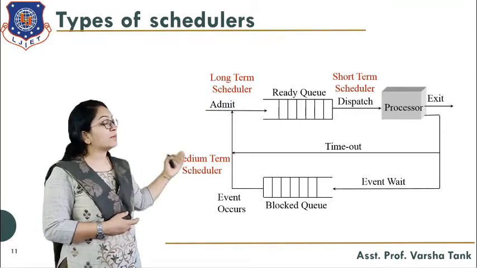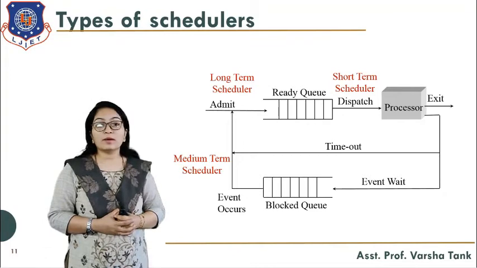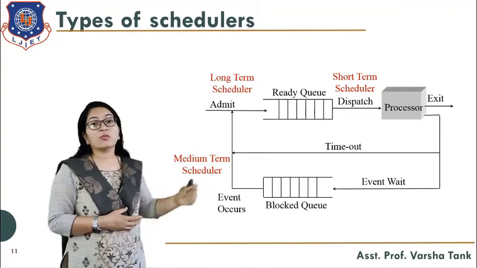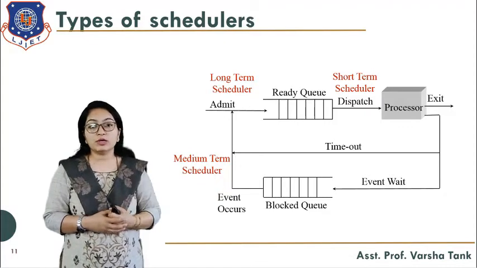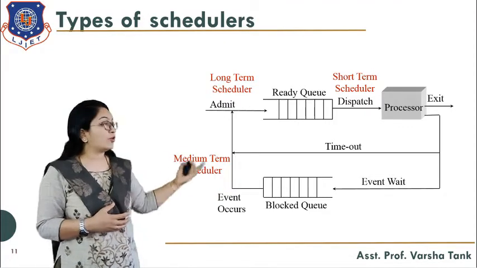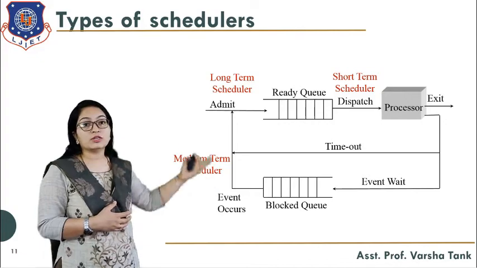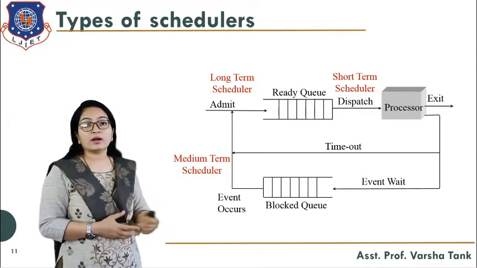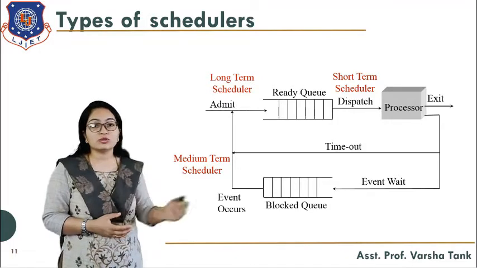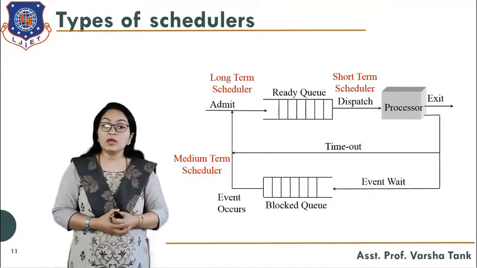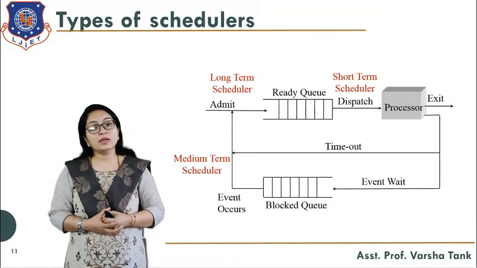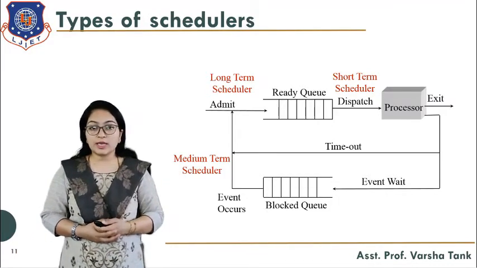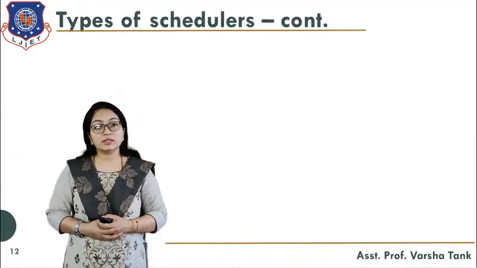And if the timeout expires, so if a time slice is there, at that time it is the work of the medium term scheduler to schedule the process, and the medium term scheduler will schedule that process to the ready queue. And if any event occurs, then again it is in the block queue, so at that time also there is a role of the medium term scheduler to select the process. Got it? So these are the three different types of scheduler. Now let's have a look at this in detail.